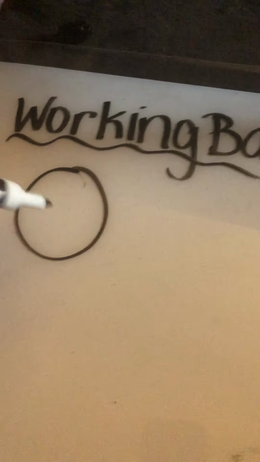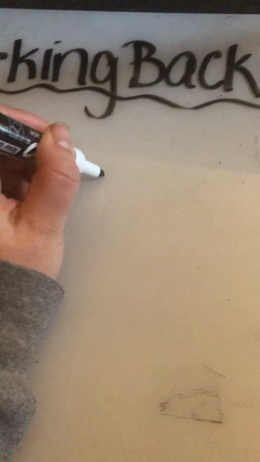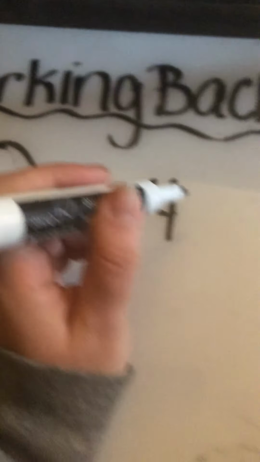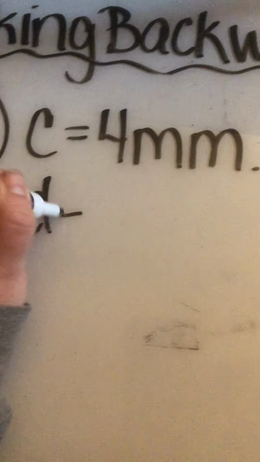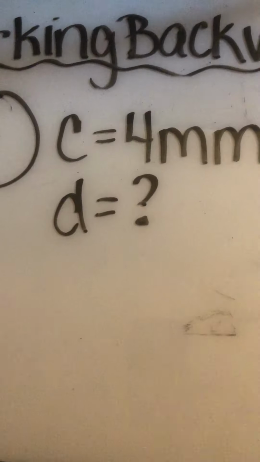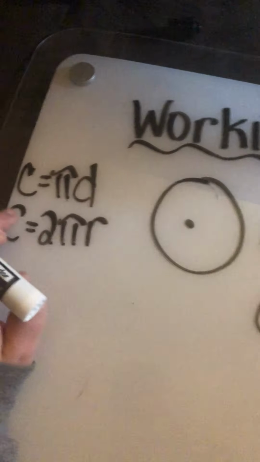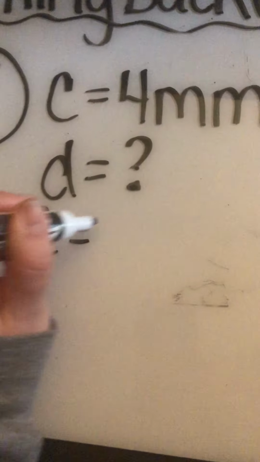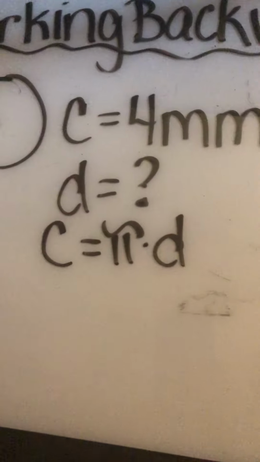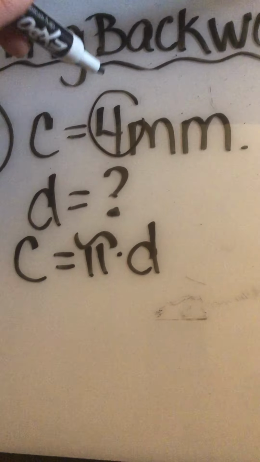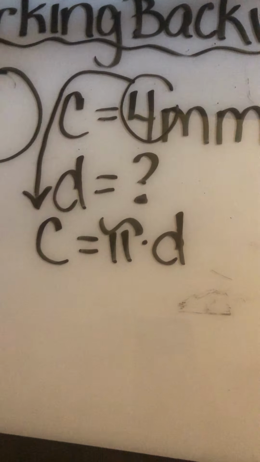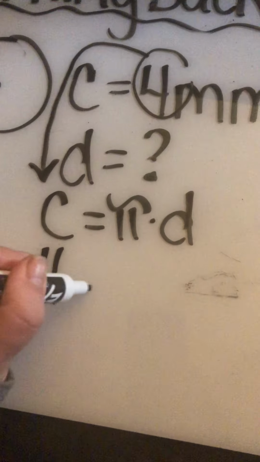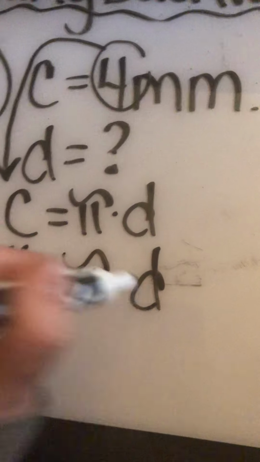Okay, so we have, again, a circle. And in our circle, they're telling us that the circumference equals 4 millimeters again. And they want us to find the diameter. So if we're looking for the diameter, I'm going to use the formula that has diameter included. So I do C equals pi times diameter. I know what C is. C is 4. So I'm going to substitute it in for C. So instead I'm going to write 4 equals pi times diameter.